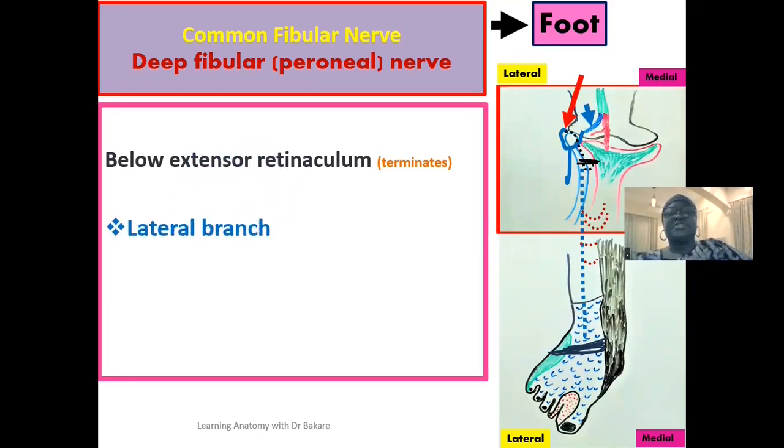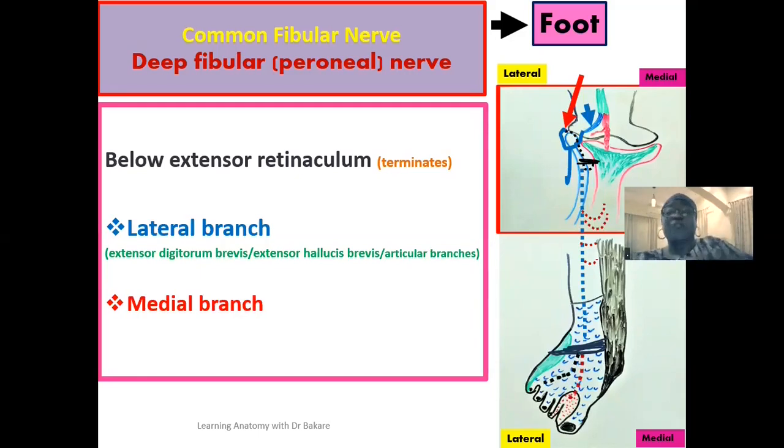So you see it giving off a lateral branch, highlighted here in dotted black, and also a medial branch, highlighted here in dotted red. These are the terminal branches of the deep fibular nerve after passing below or deep to the extensor retinaculum. On the lateral side, you see it providing motor innervation for some intrinsic muscles. The lateral branch of the deep fibular nerve provides motor innervation for the extensor digitorum brevis, highlighted here in dotted red. It also provides motor innervation for the extensor hallucis brevis, also highlighted in dotted red. The extensor hallucis brevis is a medial component of the extensor digitorum brevis. So in some texts, the extensor digitorum brevis may be the only muscle listed as innervated by the lateral branch of the deep fibular nerve.